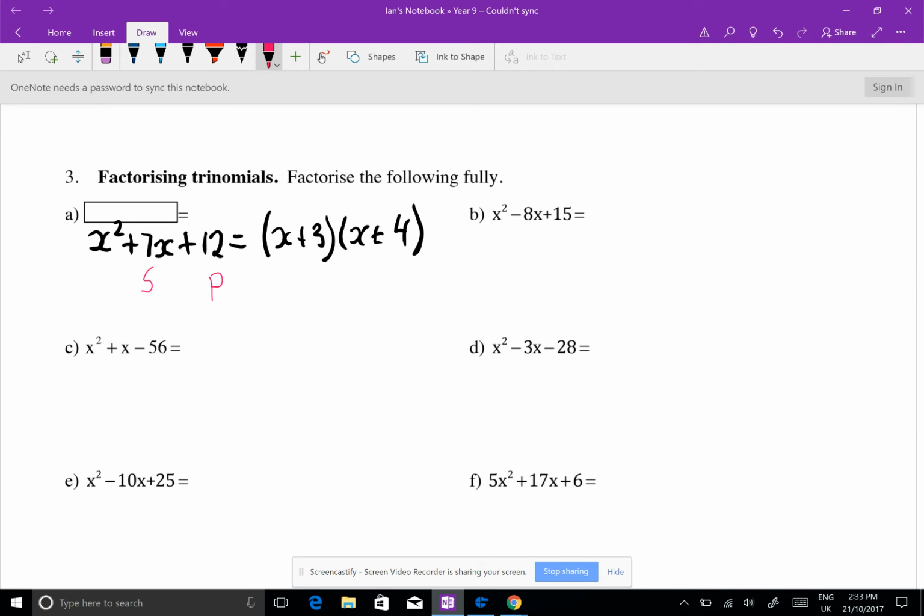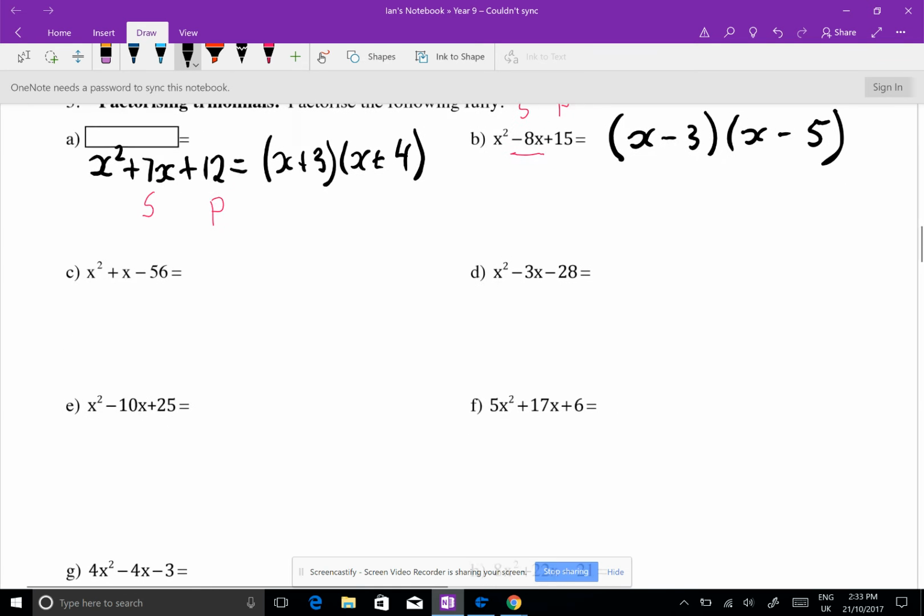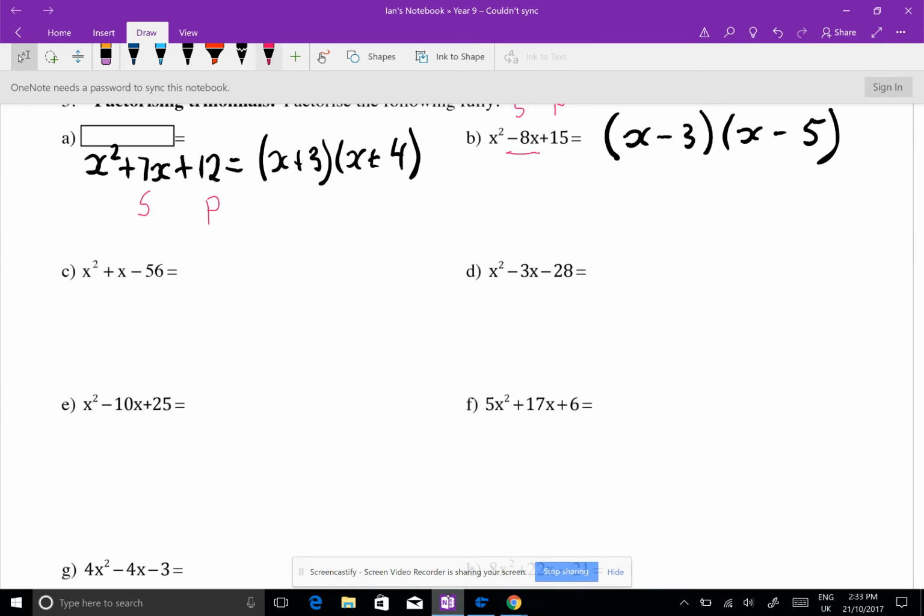Well, that's pretty easy. Let's have a look at this one. I need a product of 15 and a sum of -8. Okay. So I reckon that will be x minus 3, x minus 5. Okay, so this is pretty easy. It is when they're monic.